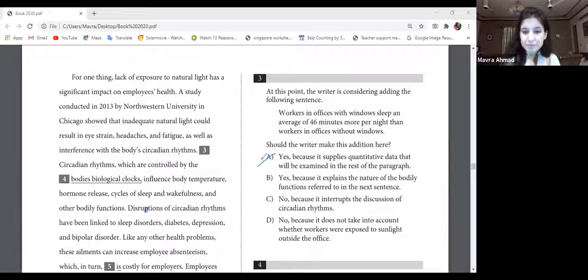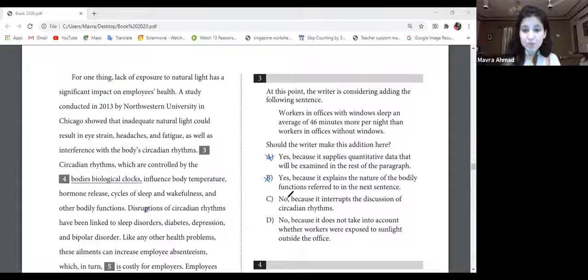Option B. Yes, because it explains the nature of the bodily functions referred to in the next sentence. No, it's not referring to the bodily functions. It's not talking about any of the body parts. It's just mentioning the sleep schedules, right? So that is why option B is not going to be the right option.